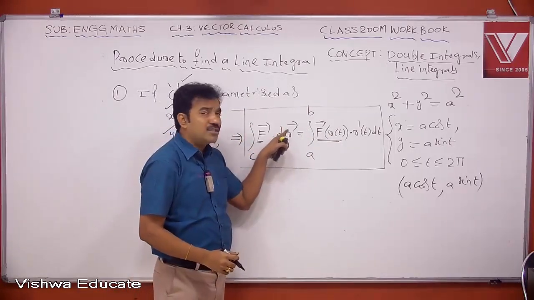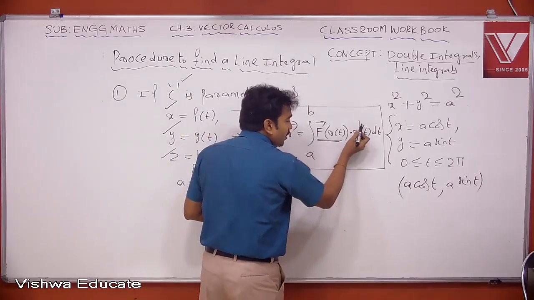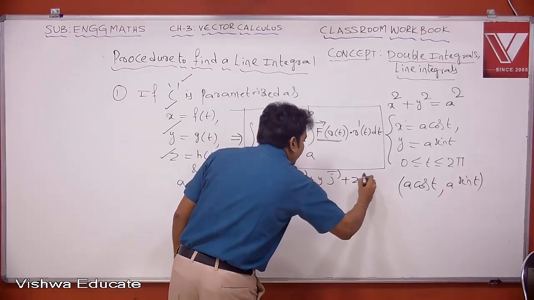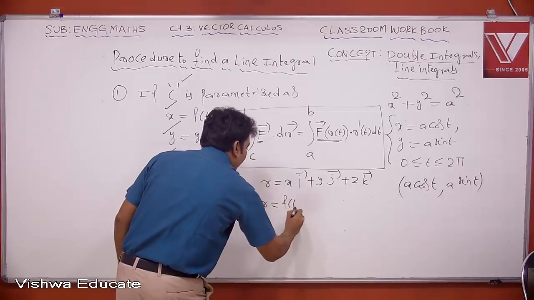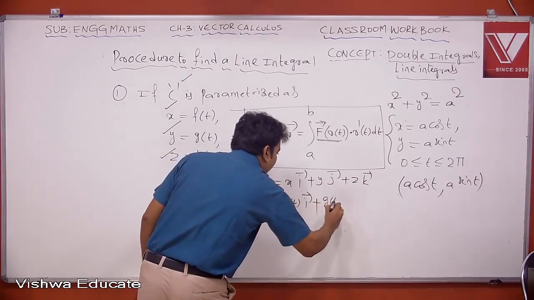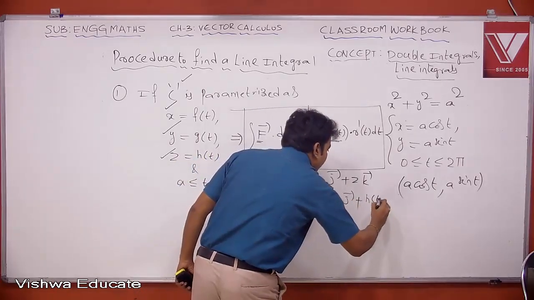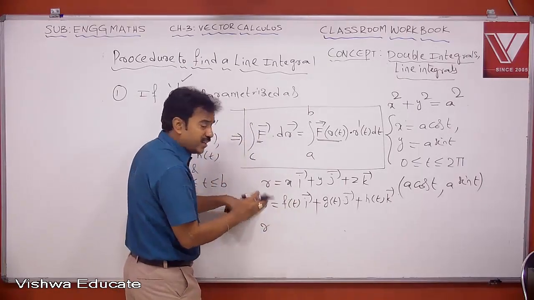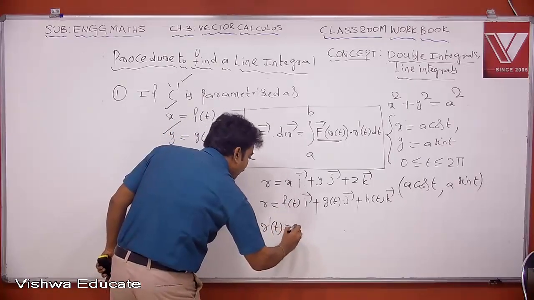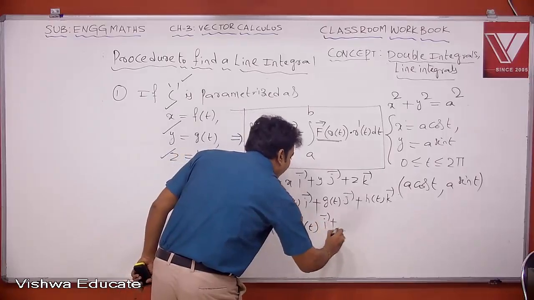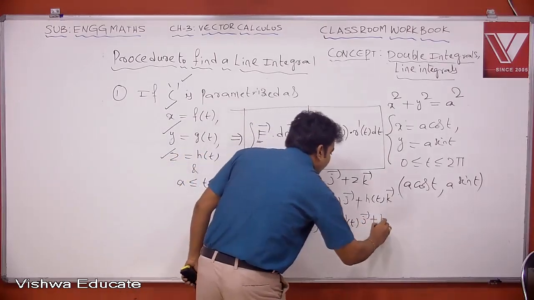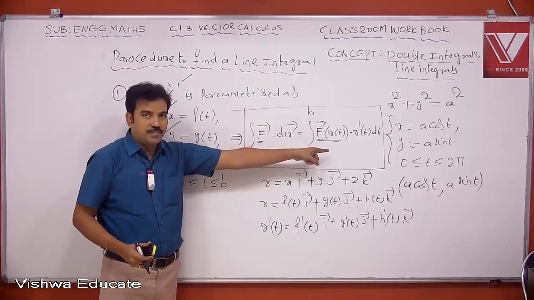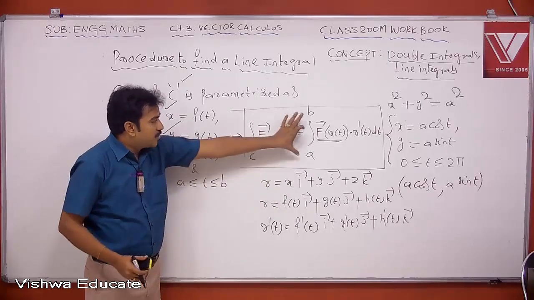Now this is dr bar. dr means differentiation, so we differentiate r. You know what r bar is: the standard position vector x i bar plus y j bar plus z k bar. Therefore r equals f of t i bar plus g of t j bar plus h of t k bar, since x is f of t, y is g of t, and z is h of t. Now differentiate r, which is expressed in terms of t. There are no more x, y, z; everything is in terms of t. So r dash of t equals f dash of t i bar plus g dash of t j bar plus h dash of t k bar. These refer to normal derivatives. Therefore this line integral becomes this: all variables are expressed in terms of t, and the limits of t are a to b.